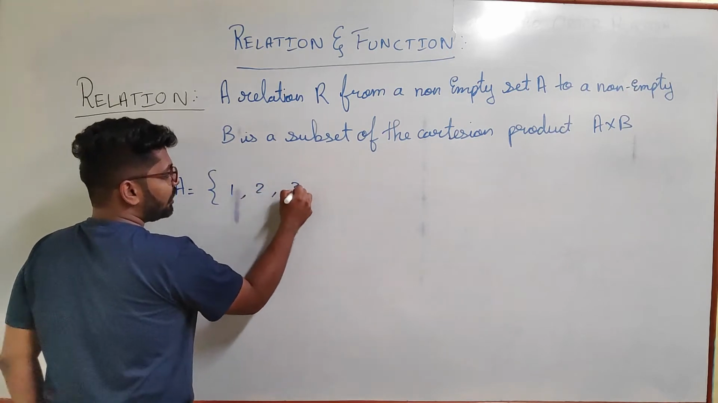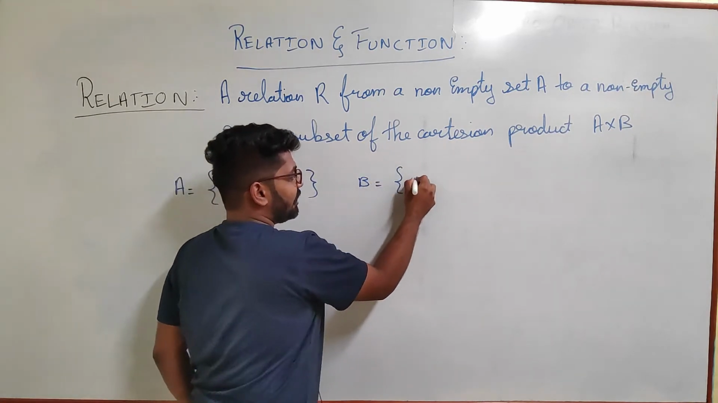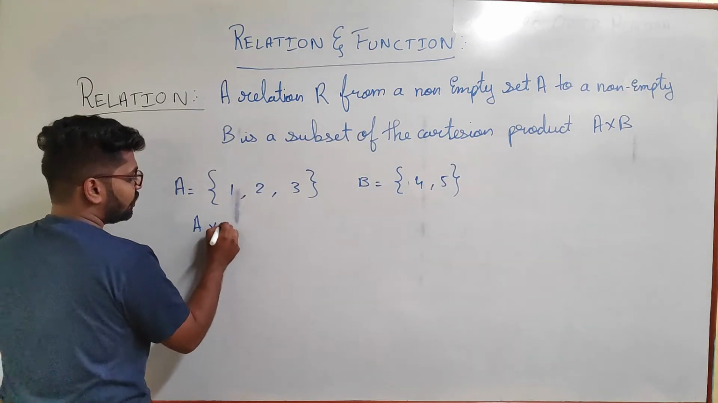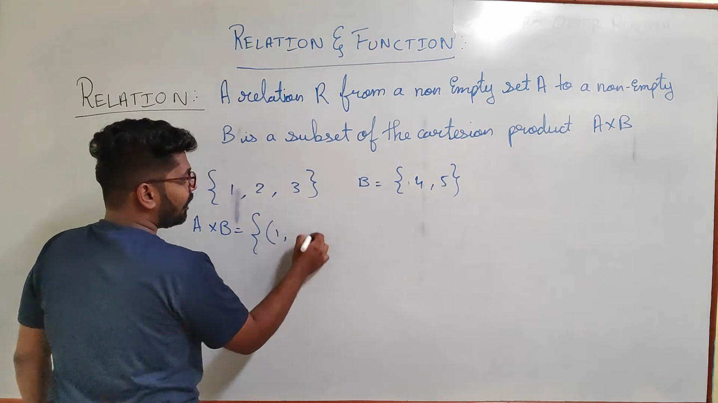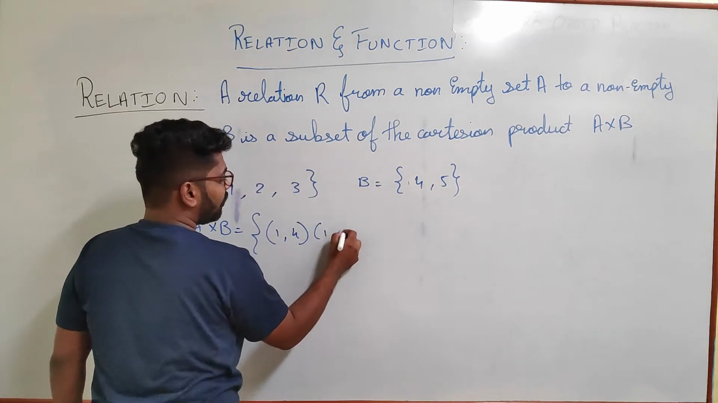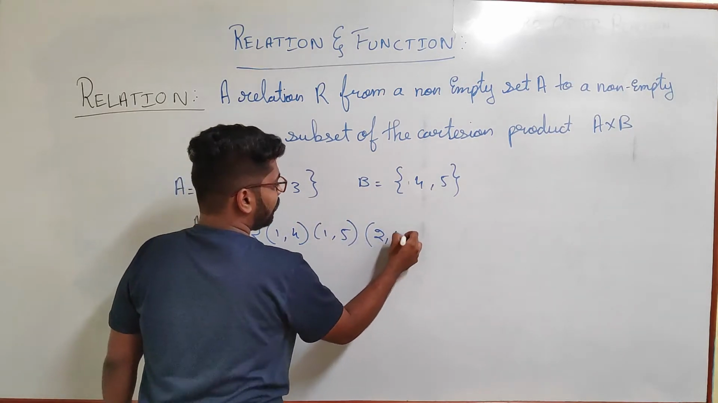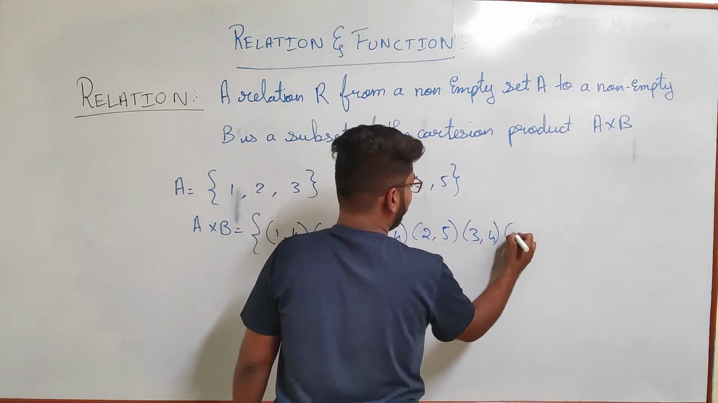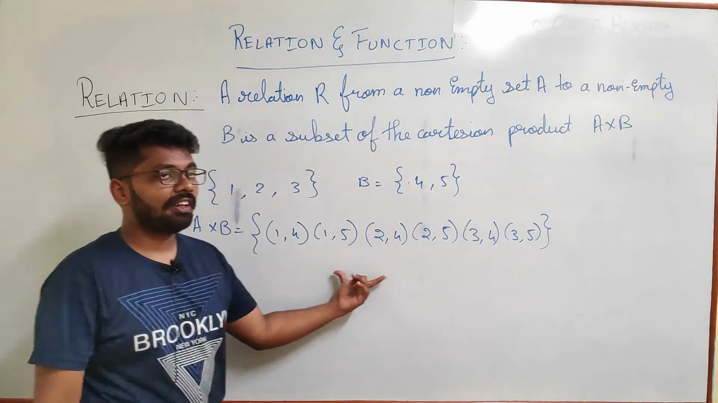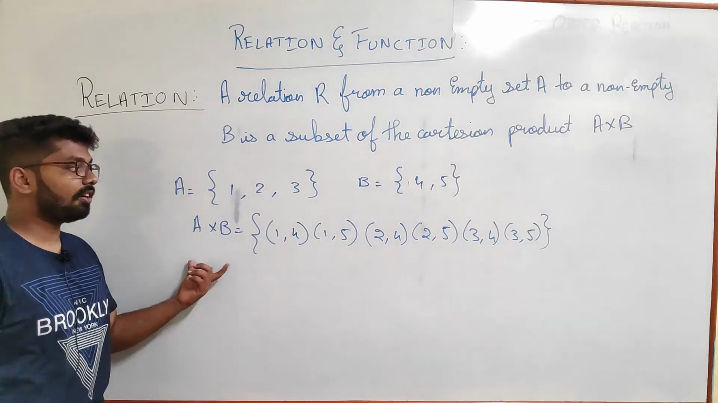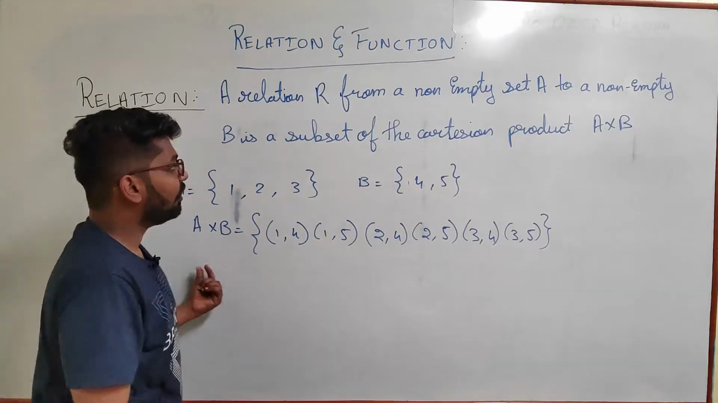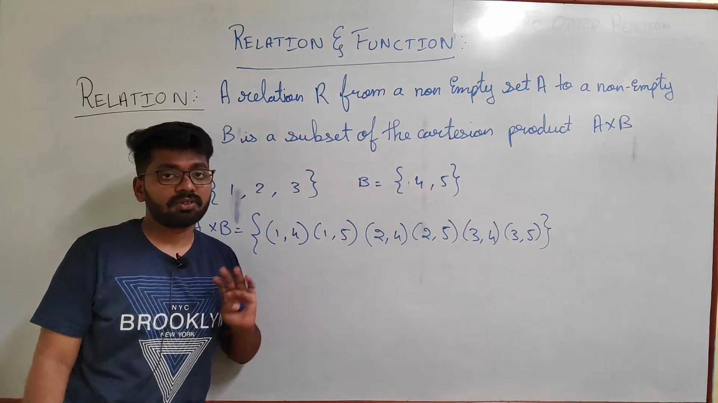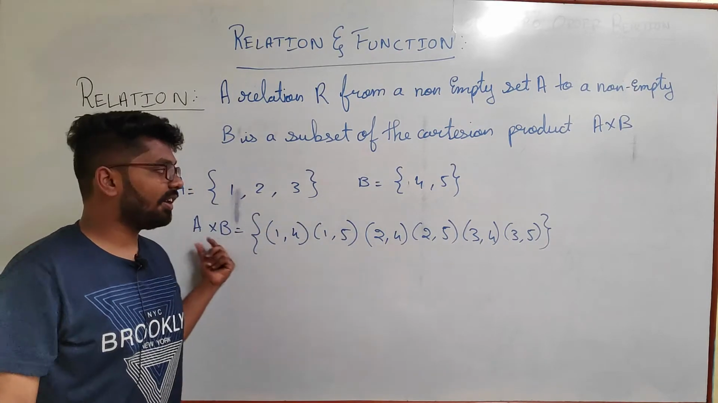Let A be the set {1, 2, 3} and let B be the set {4, 5}. I suppose you know how to write A cross B. So A cross B can be written as (1, 4), (1, 5), (2, 4), (2, 5), (3, 4) and (3, 5), where A cross B is nothing but the Cartesian product of A and B.